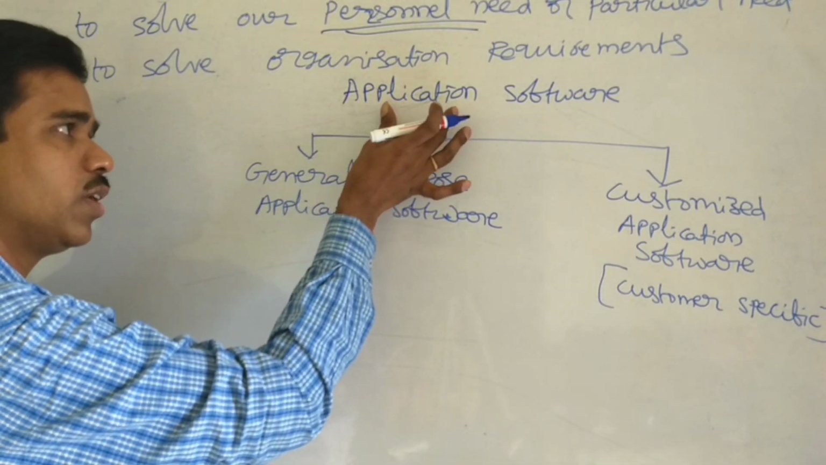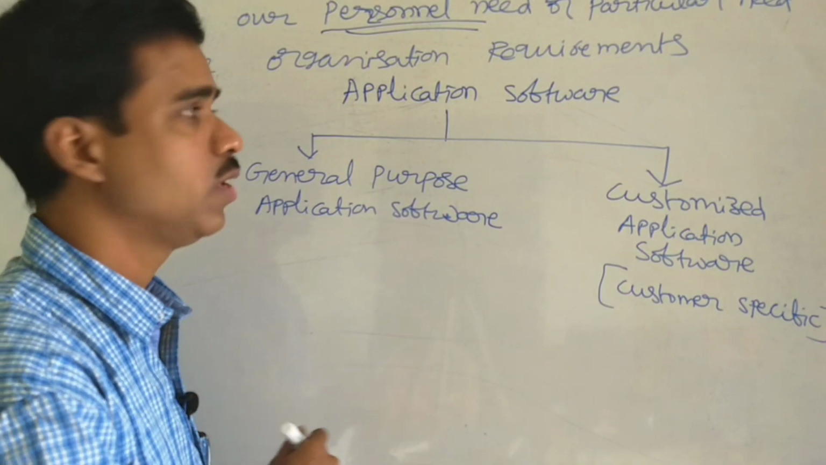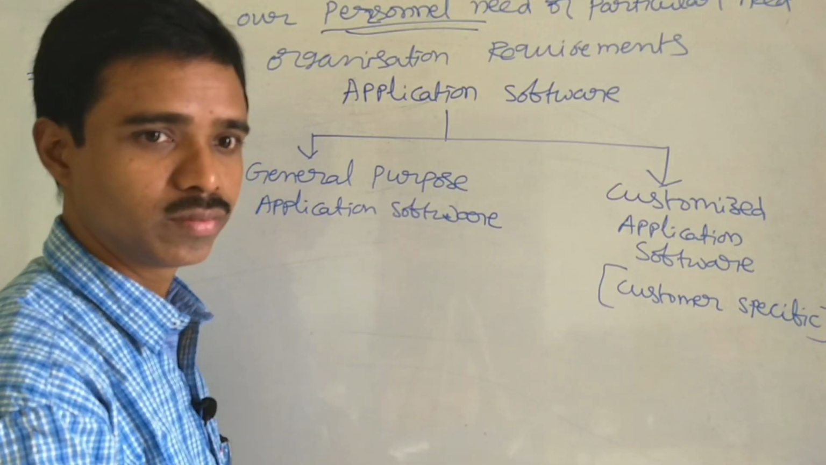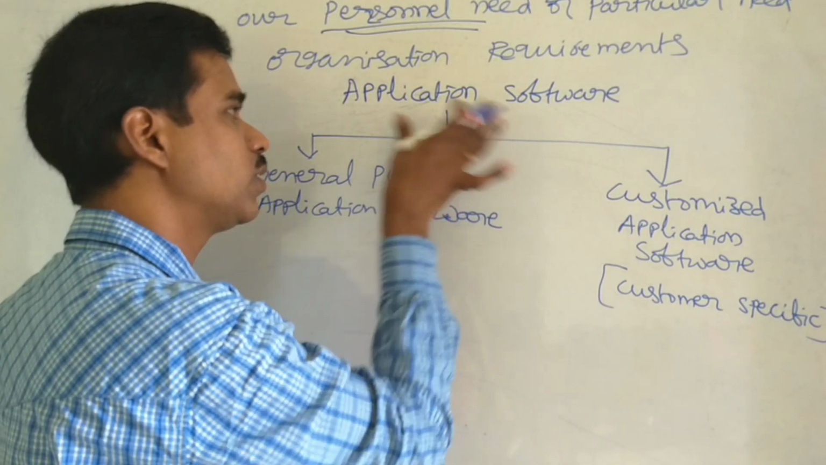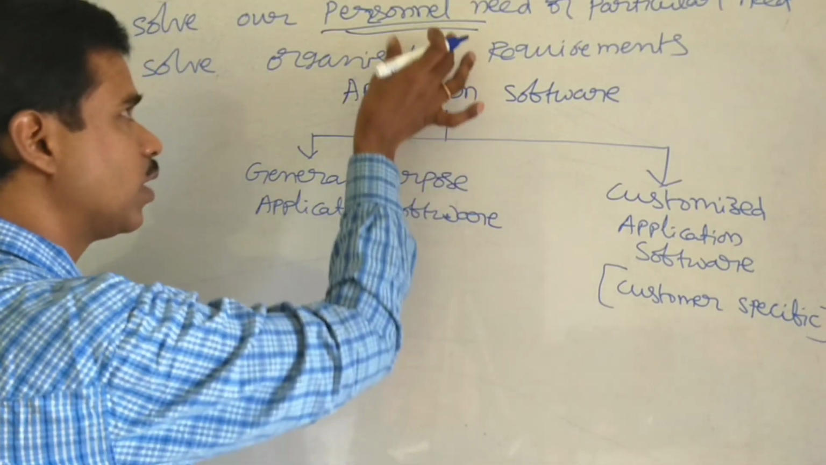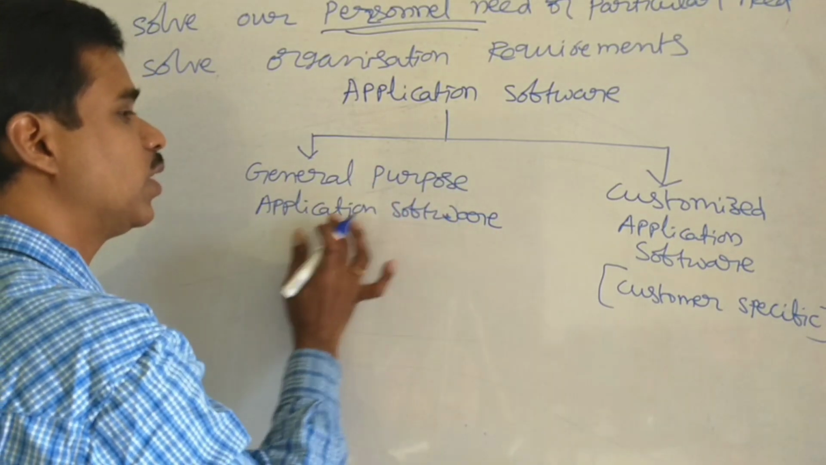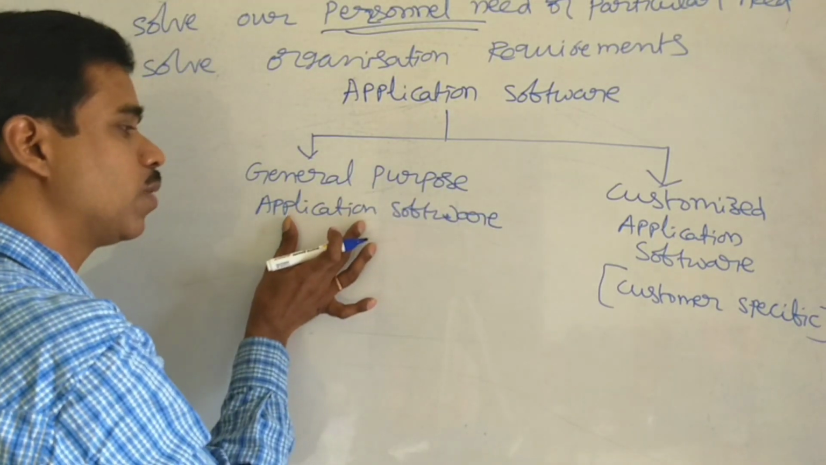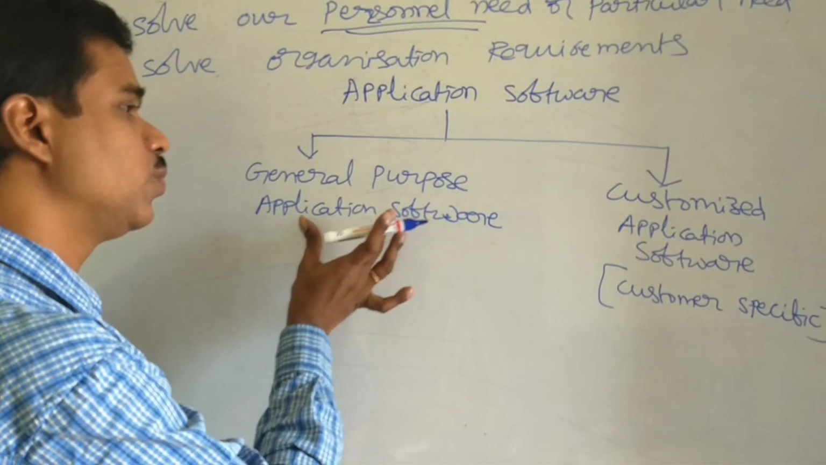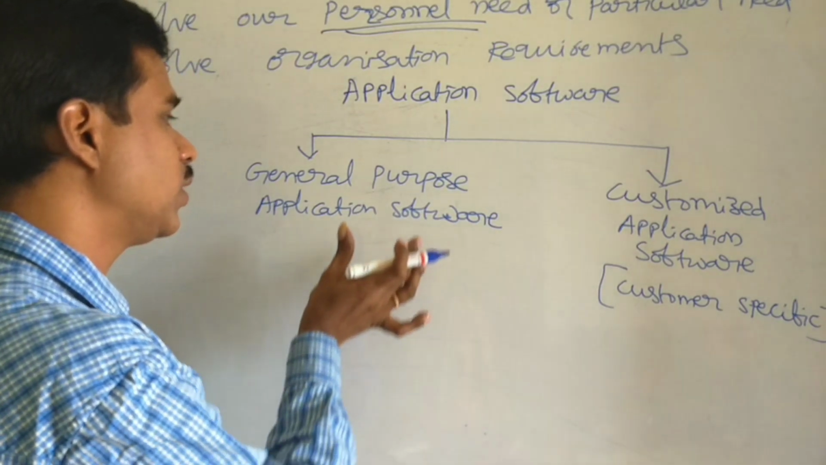Coming to the application software, it is mainly developed to solve our personal needs only, no doubt about it. Without system software, our application software will not work. If you want to work with the application software, system software is compulsory. So coming to the functionality, based on the usage, we can divide into two categories. The first one is general purpose application software. Second one is customized application software. Both are used to solve our personal needs only. But why divided into two categories, I will explain.